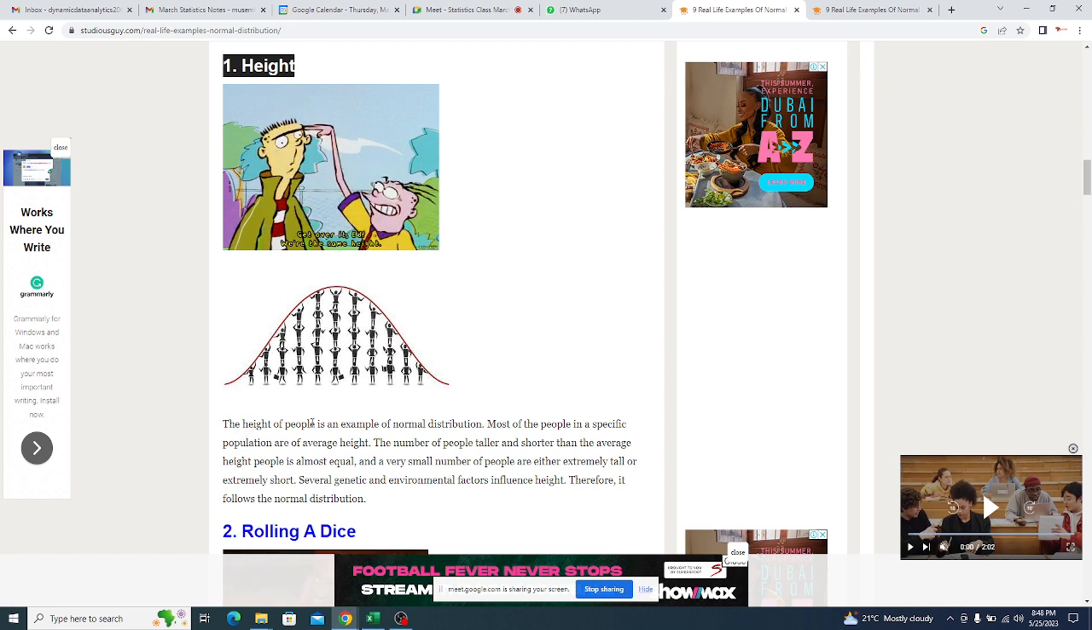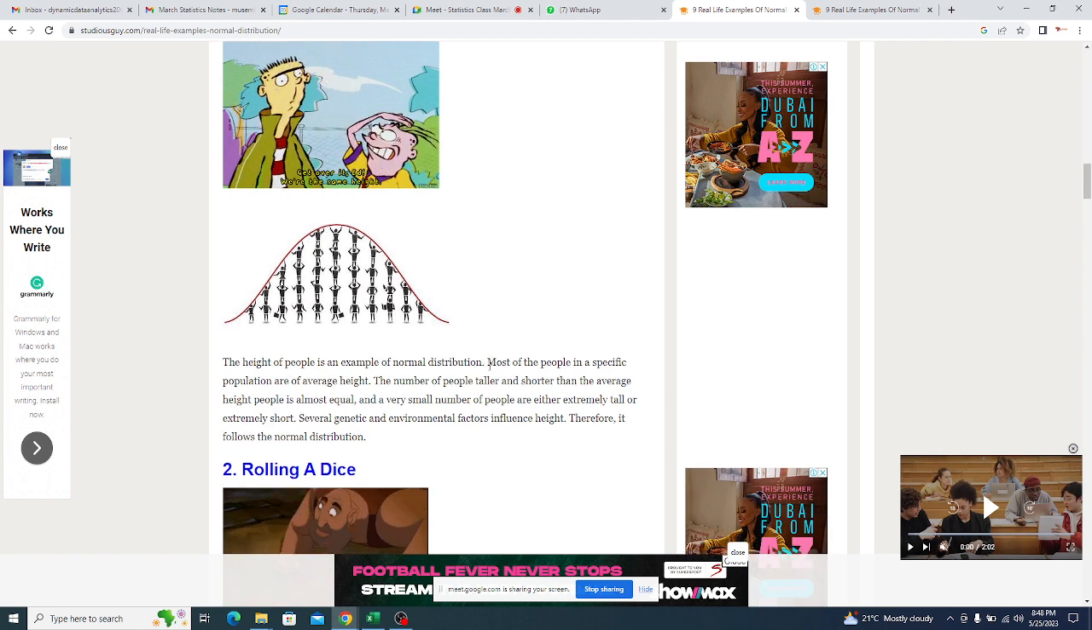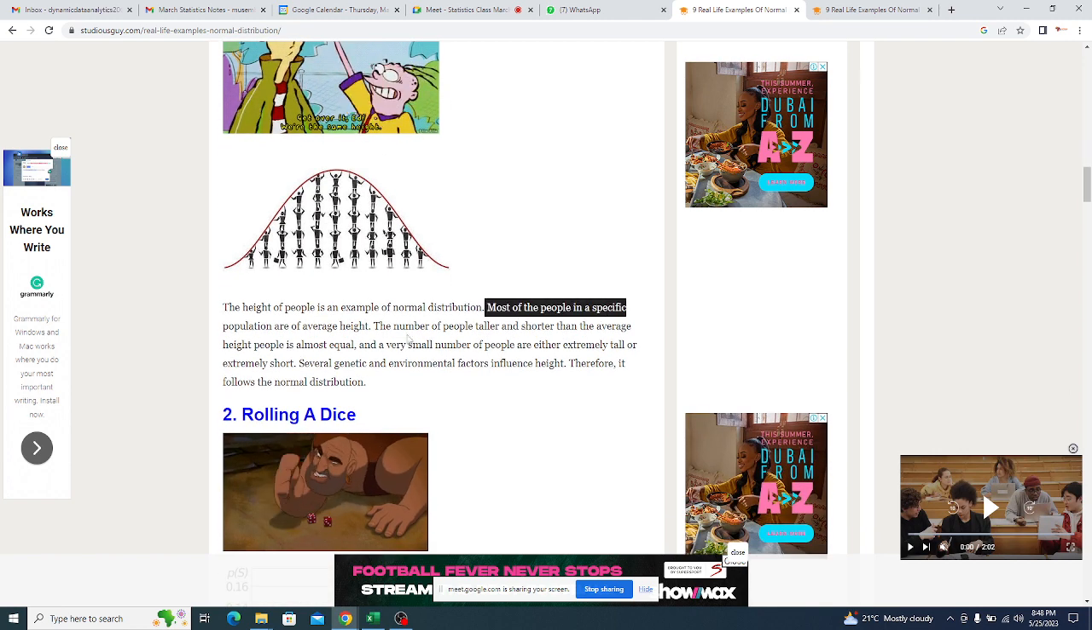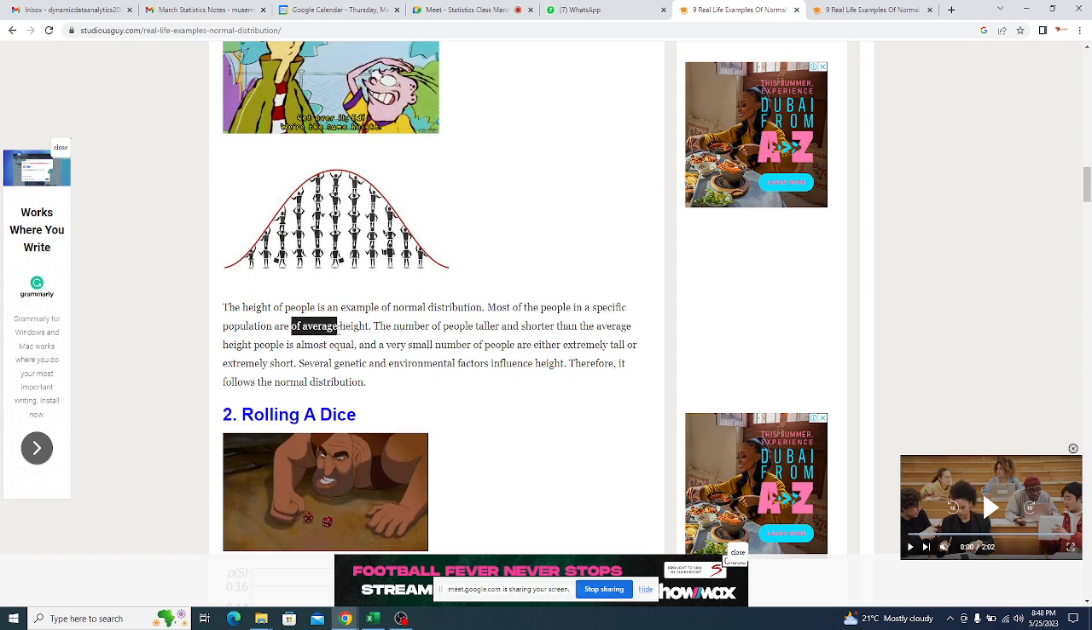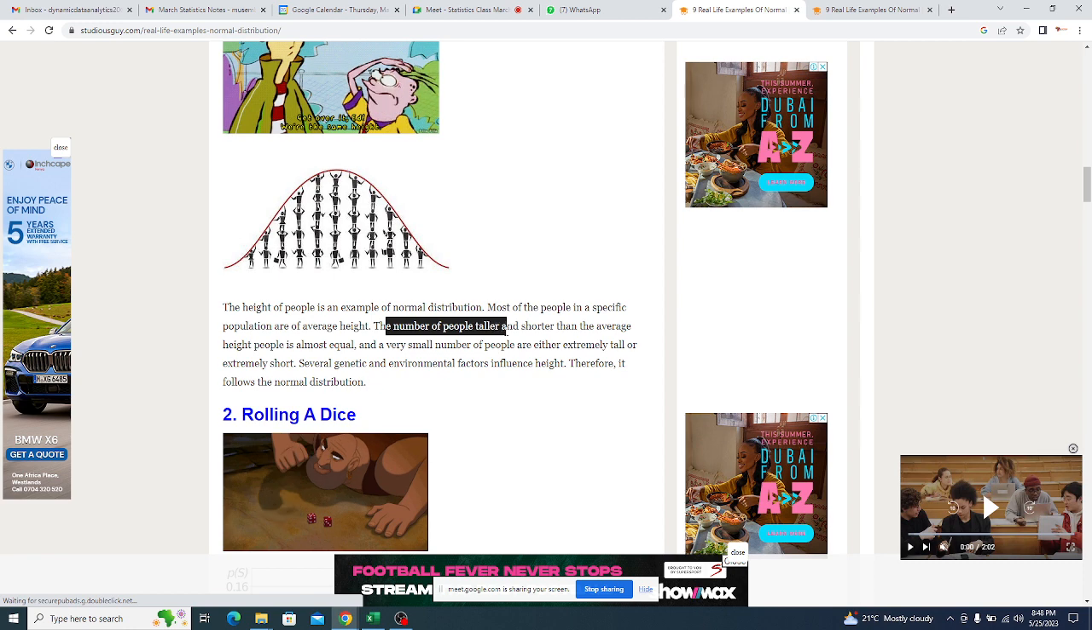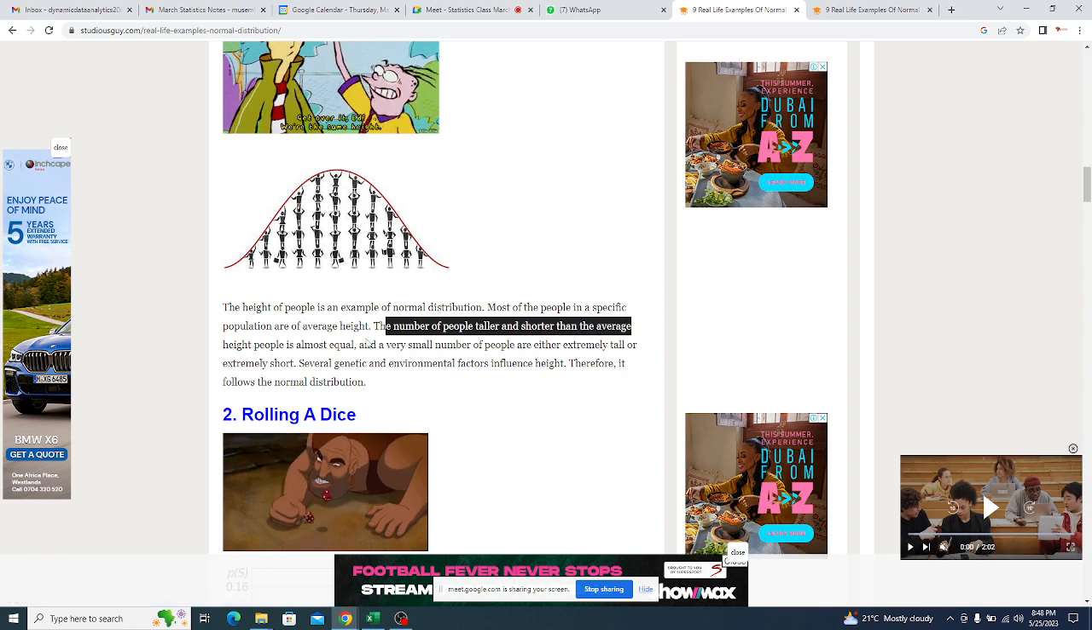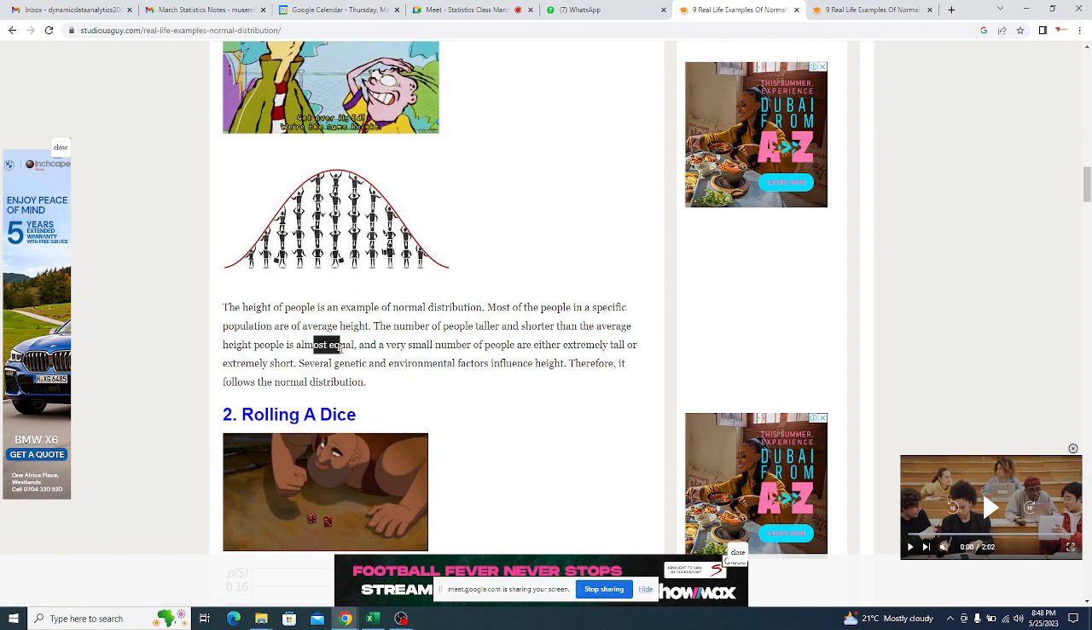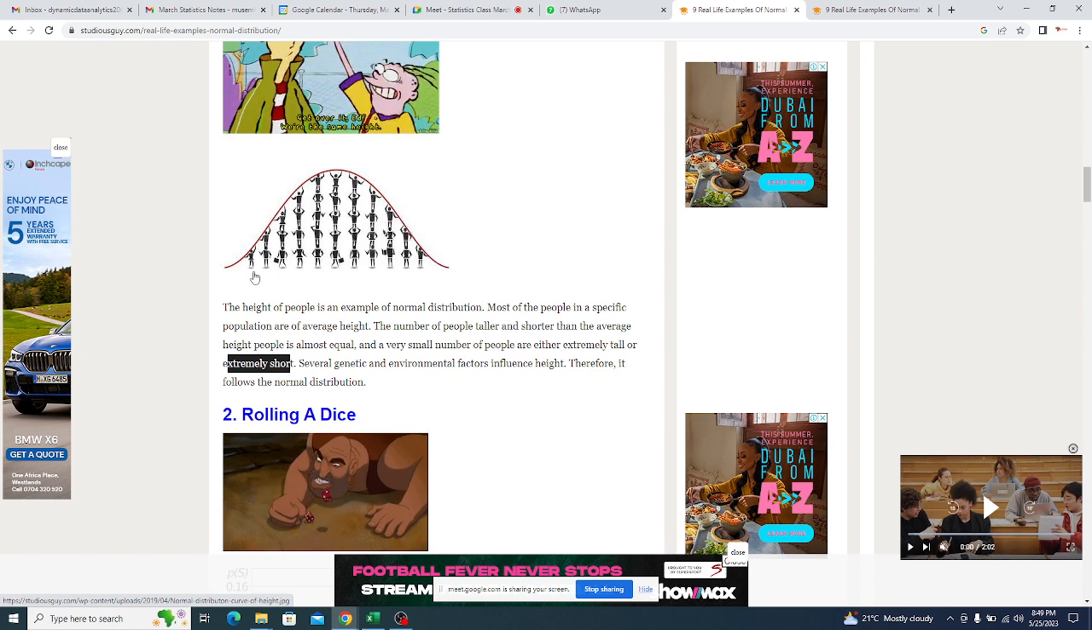For example, the height of people is an example of normal distribution. Why? Because most of the people in a specific population are of average height. The number of people taller and shorter than the average is almost equal, and a very small number of people are extremely tall or extremely short. So that's why you can see this behavior. You can see how the height is trending, or how it is distributed.